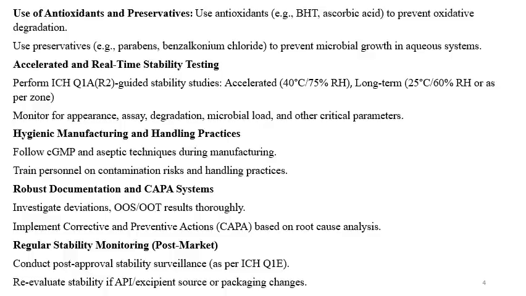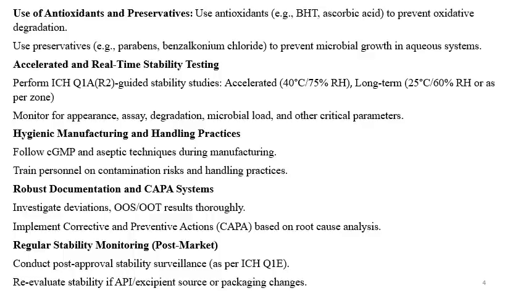Then hygienic manufacturing and handling practices. This is very important and it is a GMP aspect. So trained personnel should be there for handling and manufacturing practices. Robust documentation and CAPA system. So any deviation in the process can lead to instability. So a CAPA system is required.